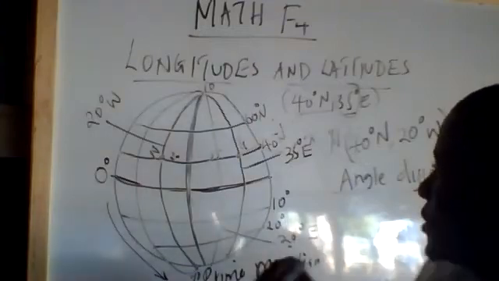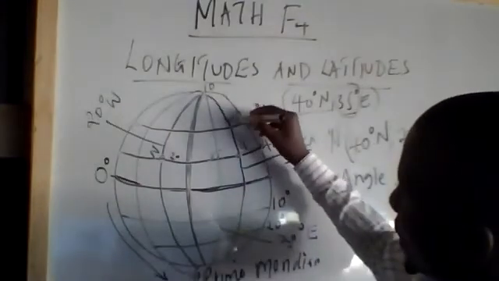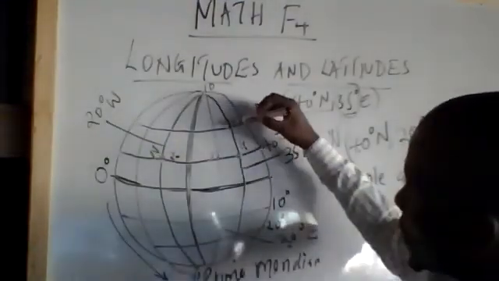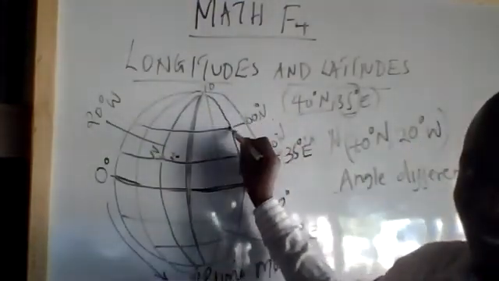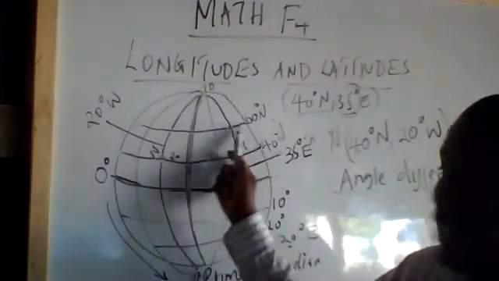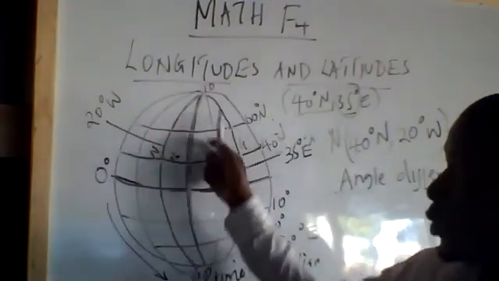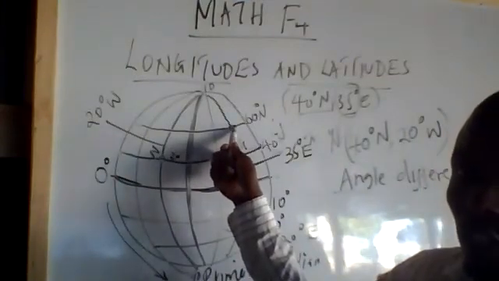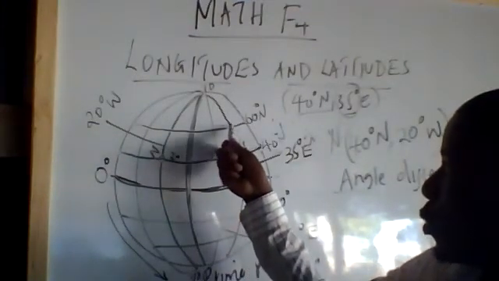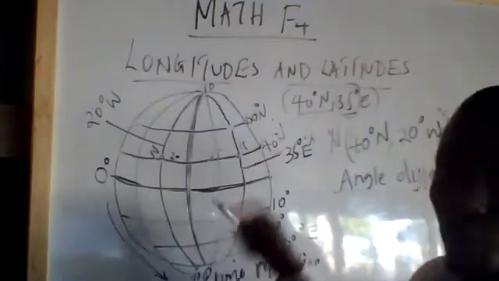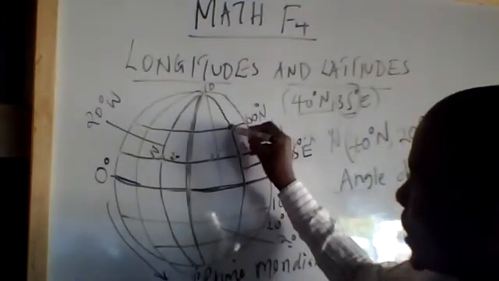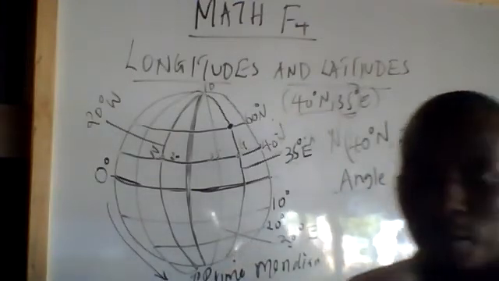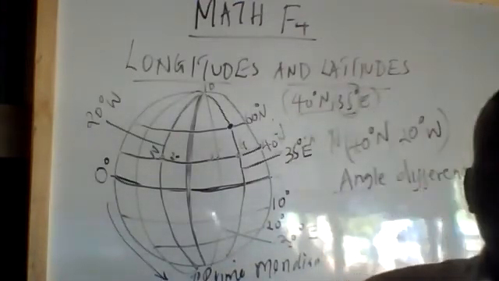Now, I want somebody to tell me this particular town which is found at that particular point. Remember, it is 60 degrees north here. We have another line going down. They are meeting at this particular point. Now, I want to ask one question. What is the position of this particular point? How do we call it?